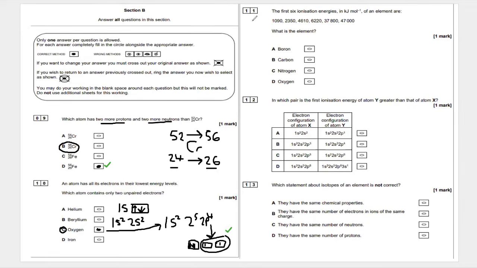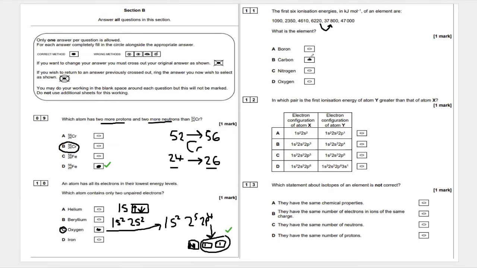Let's go. 11. The first 6 ionization energies in kilojoule per mole of an element are 1090, 2350, 4610, 6220, 37,800. So we go, whoa, that's what we want to look at when we've got a pattern in ionization energies. We've got a huge jump between the fourth and the fifth ionization energy.